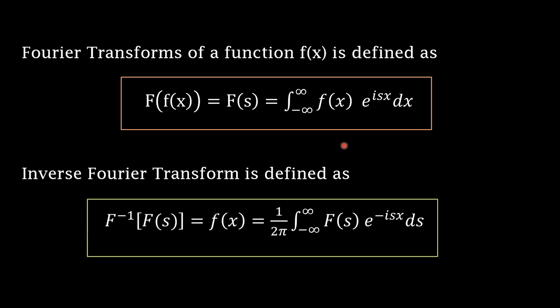Then the inverse Fourier transform of the function is given by F inverse of F of s is equal to 1 by 2 pi integration F of s into e to the power minus isx ds where the limits of s are varying from minus infinity to infinity. Just make a note here students, where your capital F of s indicates the Fourier transform acting on the function f of x.